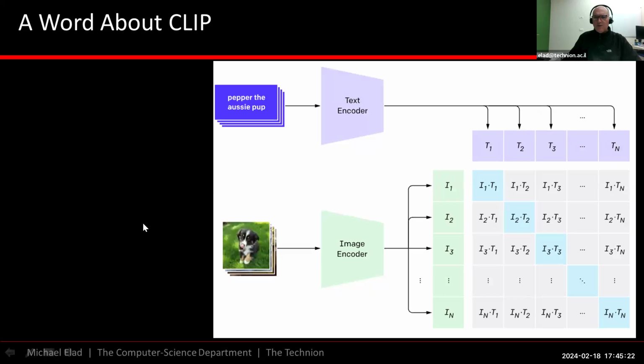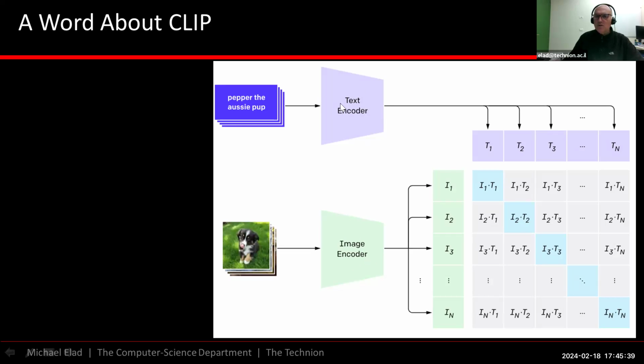So let's talk about CLIP. How CLIP works. The idea is the following. Imagine that you have a data set of many images and their prompts. In CLIP, they had 400,000 such pairs, okay? Here is what they did. They trained a text encoder and an image encoder.